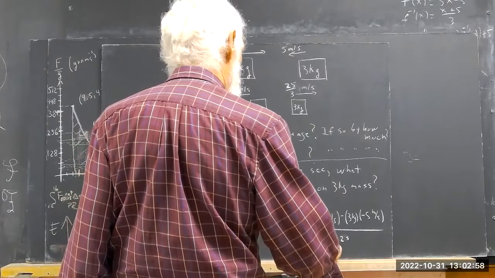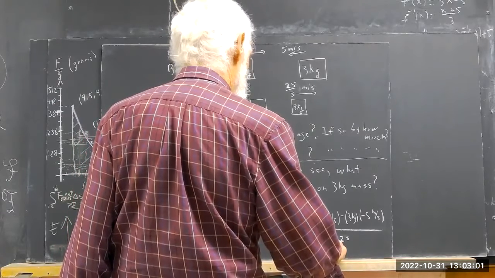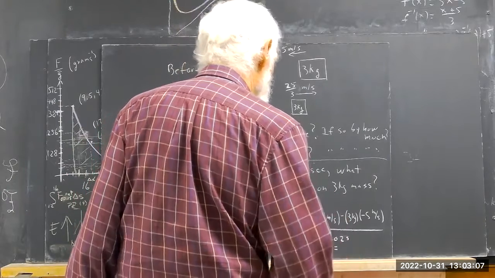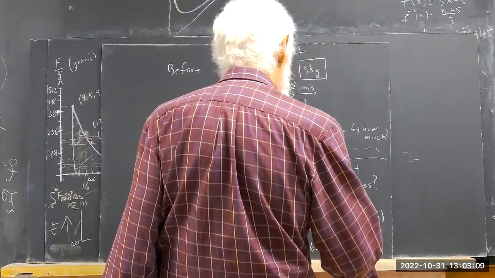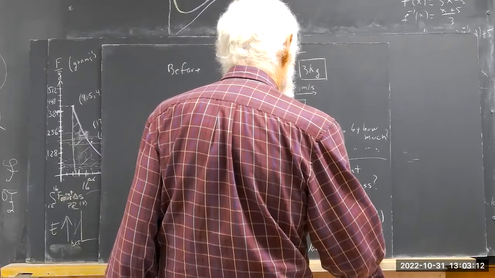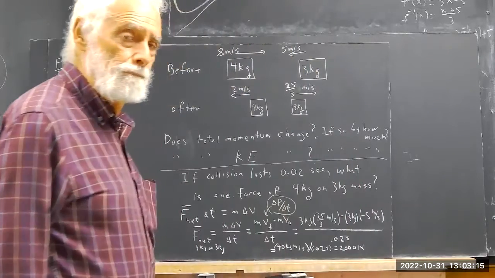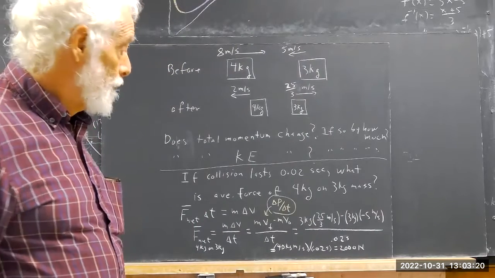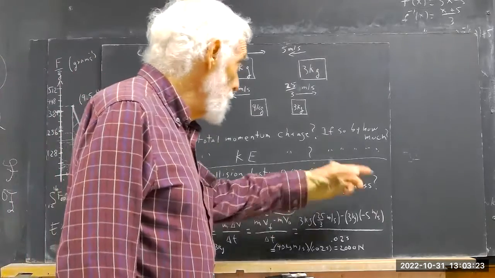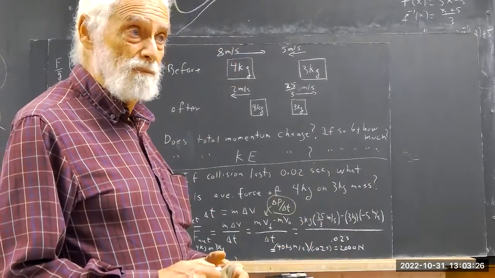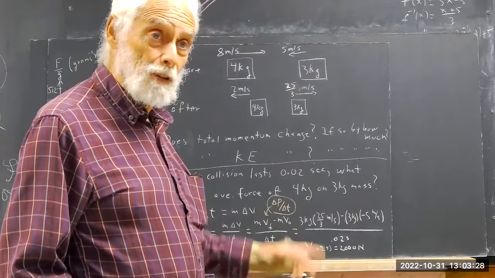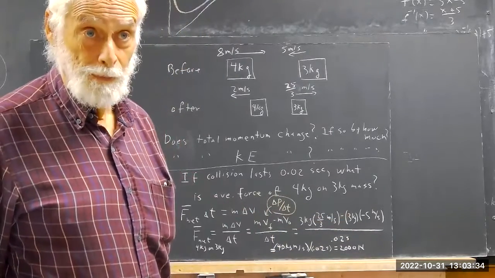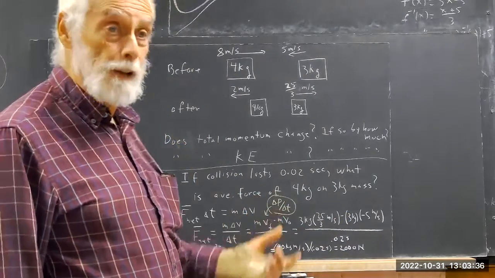Kilogram meters per second divided by 0.02 seconds, which is going to be 2,000 newtons, which is pretty close to 500 pounds. Okay. If the time of interaction had been 2 milliseconds, 0.002 seconds, it'd be more like 20,000 newtons or 5,000 pounds. Okay. And you can have forces like that very easily in a collision.